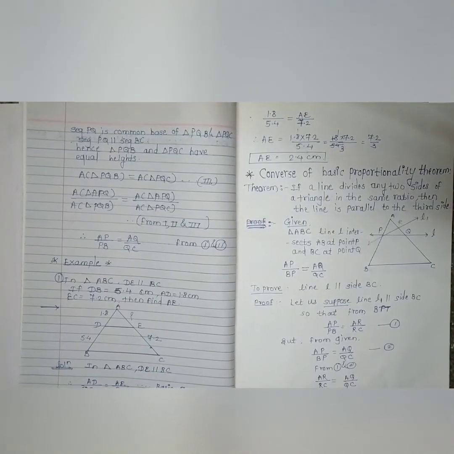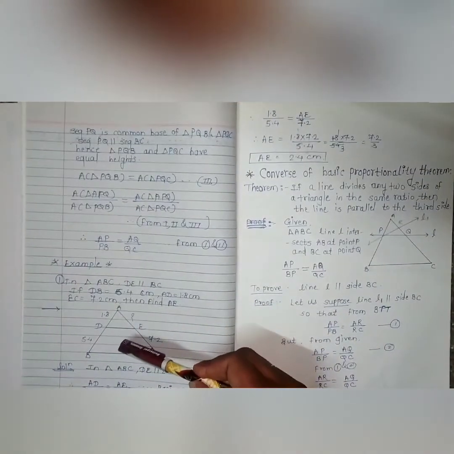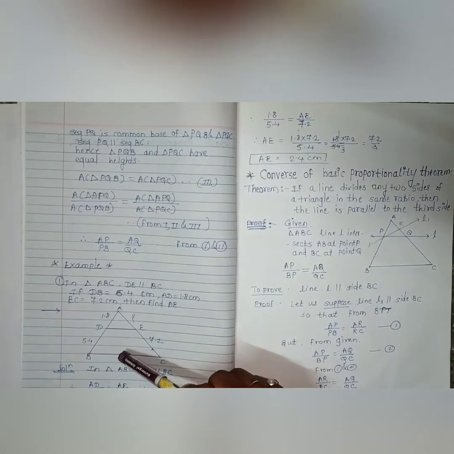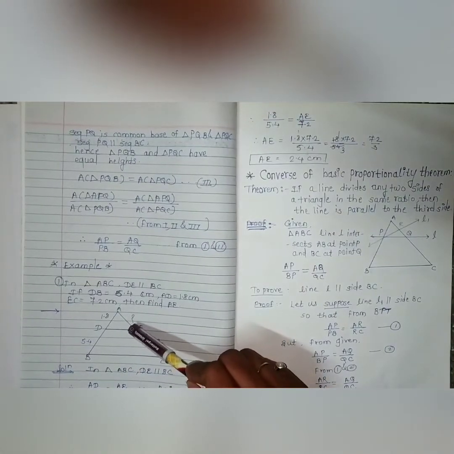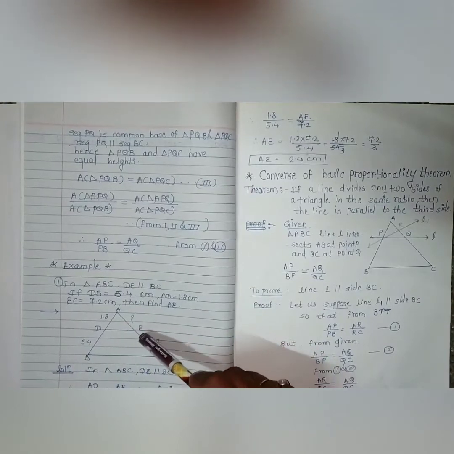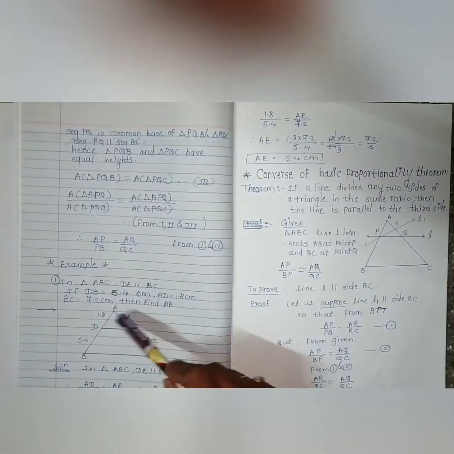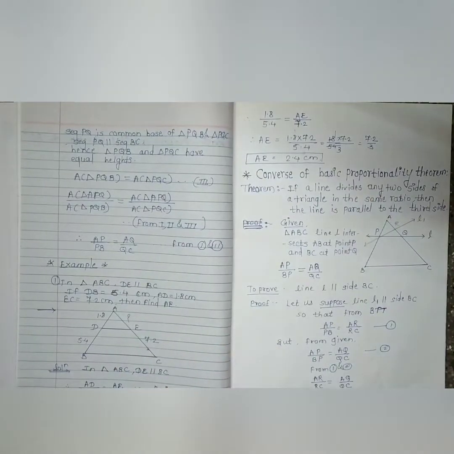Basic proportionality theorem means, suppose one line is parallel to one side of a triangle, then the line intersects the remaining sides of the triangle, and the line divides the sides in the same proportion.